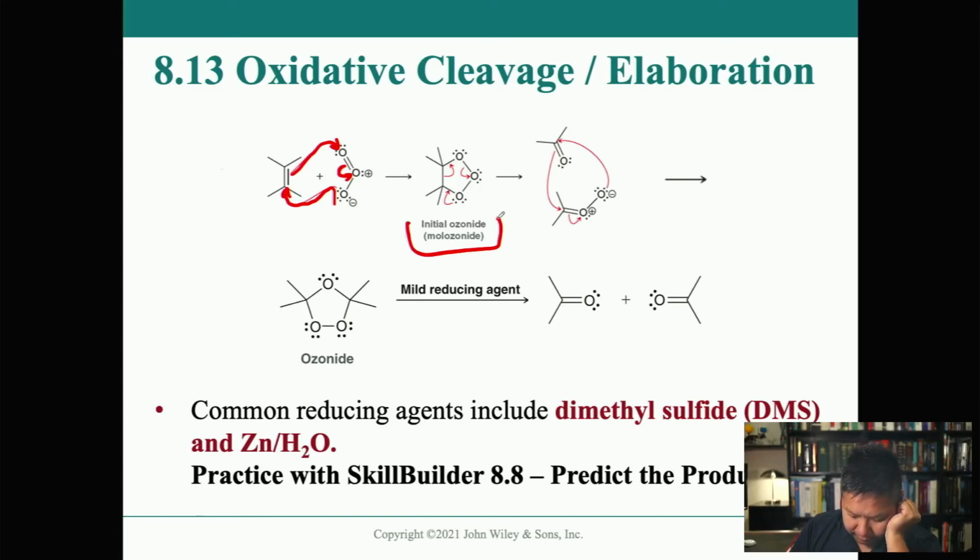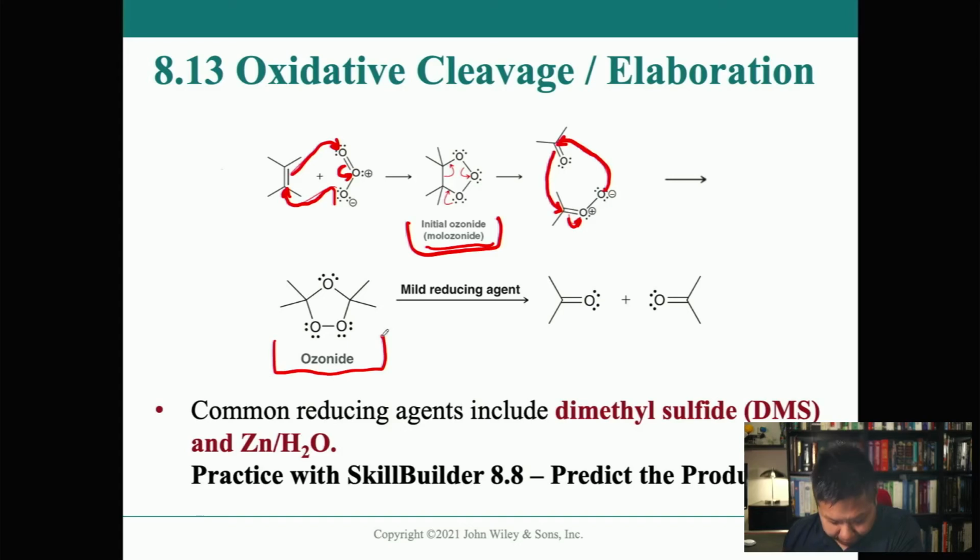intermediate, the initial one, also known as the molozonide. Well, after that happens, the pi bond from this carbonyl can come over and do a nucleophilic attack on that carbonyl carbon there, releasing that pi bond from the carbon to the oxygen, leaving this electron density from this last oxygen to come back down and fill in the little electron gap that was left when the pi bond was released. And once that occurs, our intermediate is now an ozonide.